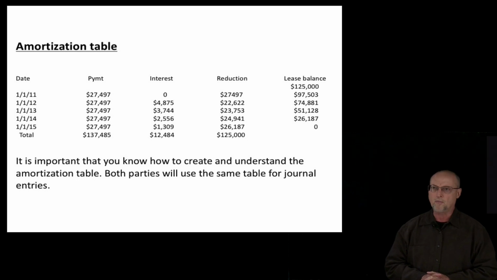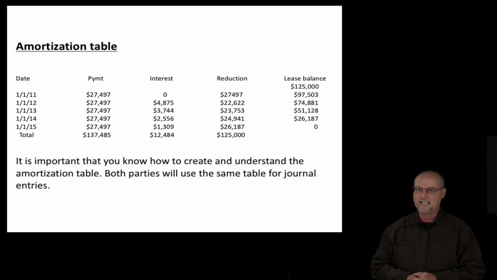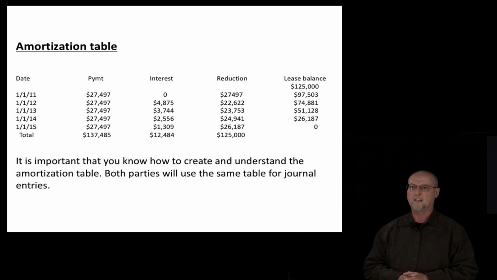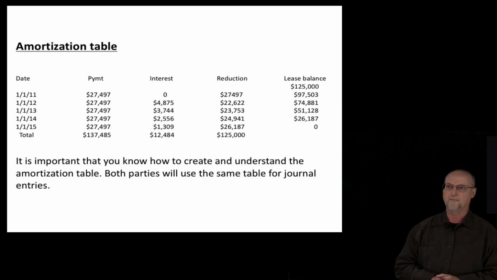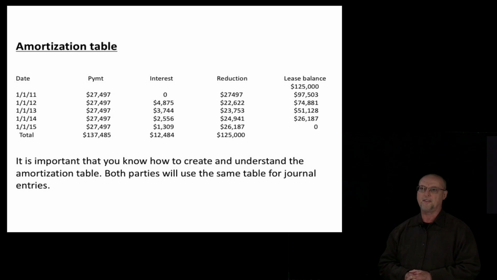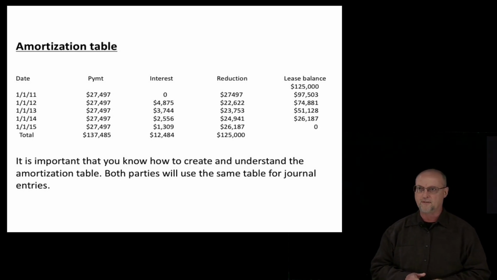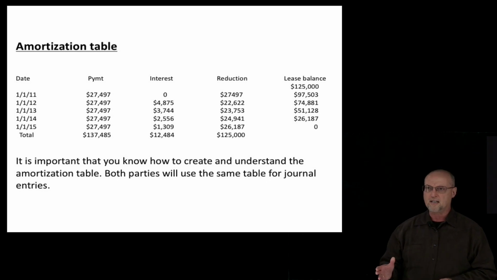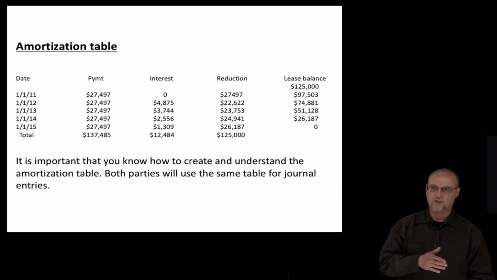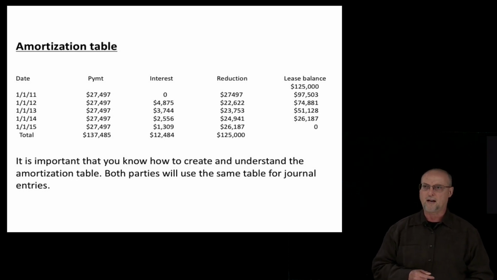Now, if you multiply $97,503 times the 5% interest rate used in this lease, you will calculate interest of $4,875. Since our payment is $27,497, you would subtract the $4,875 of interest from the payment, and that would reduce the balance of the lease liability or lease receivable by $22,622.